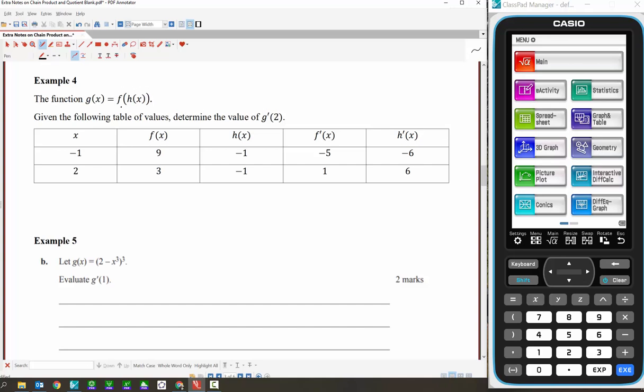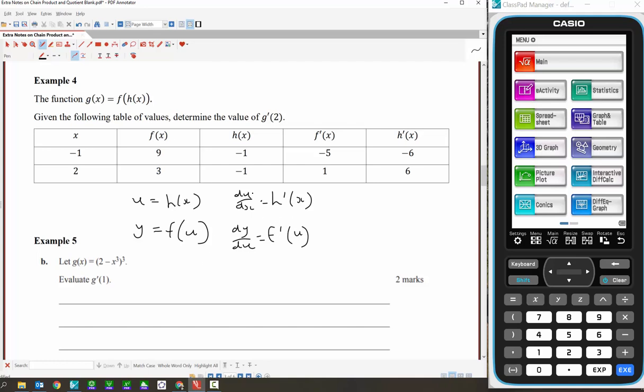And you might think, how can you do that without an actual function there? Well, quite easily. I'm going to say that u is my inner function, which is h of x, and y, or g of x, is equal to f of u. Okay, so that's f as the outer function, and u is h of x. Now I'm going to get du dx, which is h dash x, and dy du is f dash u. So the derivative of h of x is h dash x. The derivative of f of u is f dash u.